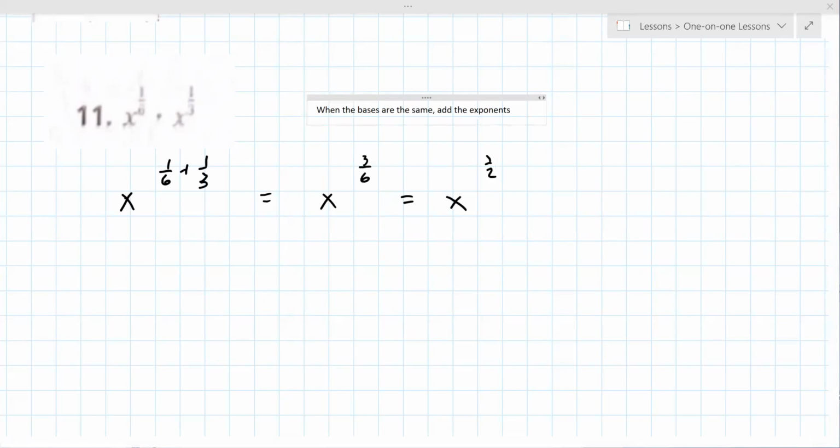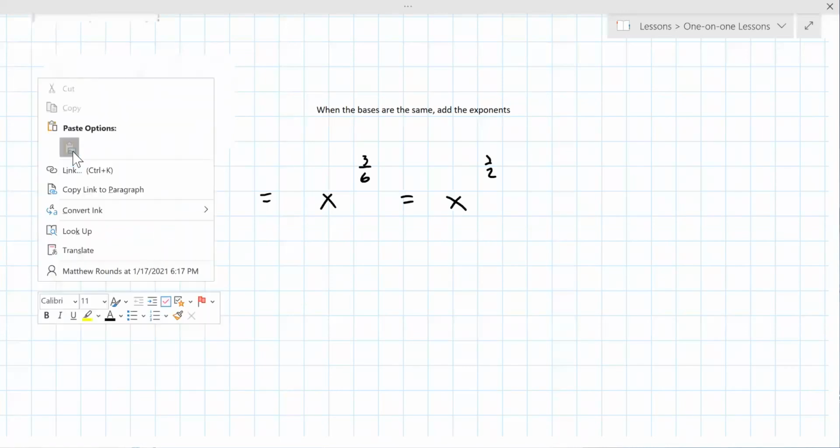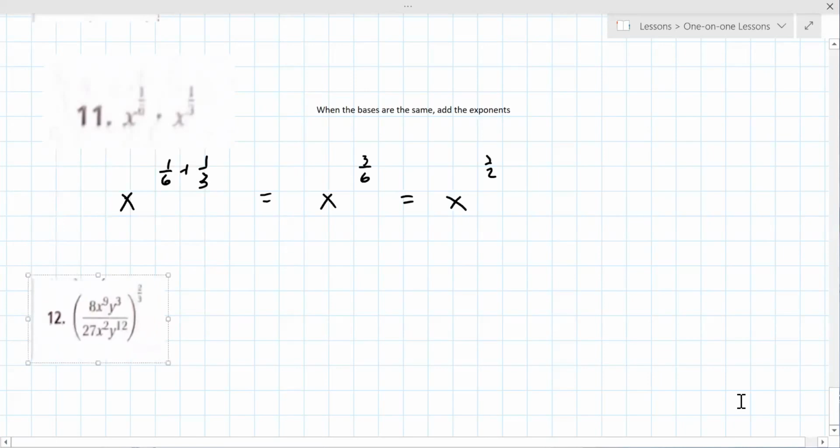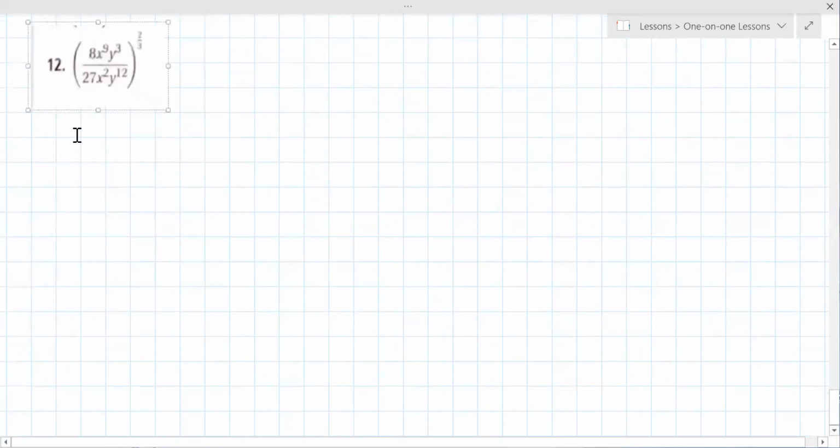12 is totally different. 12 represents a kind of challenging exponent problem for most students. You have a choice here. You can deal with what's inside the parentheses first, and I think I would recommend that. It's really three separate problems.